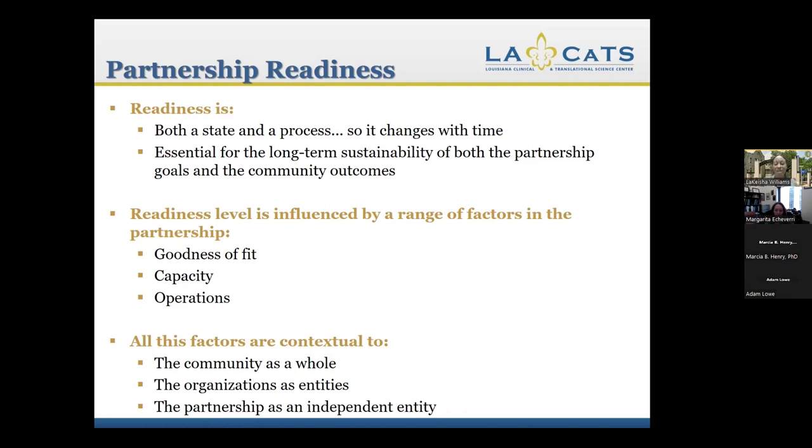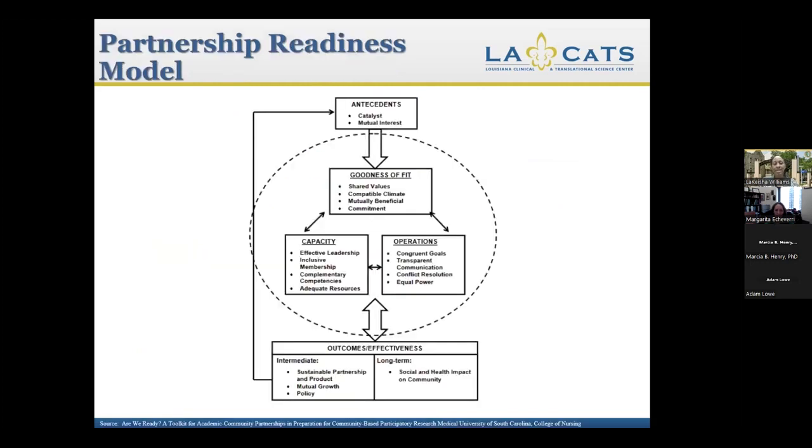So those are all different things that we want to consider, as well as operations. How does that community organization operate? Is it going to be beneficial to what I'm doing, maybe potentially as a researcher, and vice versa? So for my community organizations, thinking about the researcher, is that something that is of interest? Is it going to meet the needs of the community? And we're going to talk about this a little bit later when I show you this model, that all of those factors are contextual to the community as a whole, the organizations as entities, and the partnerships as an independent entity.